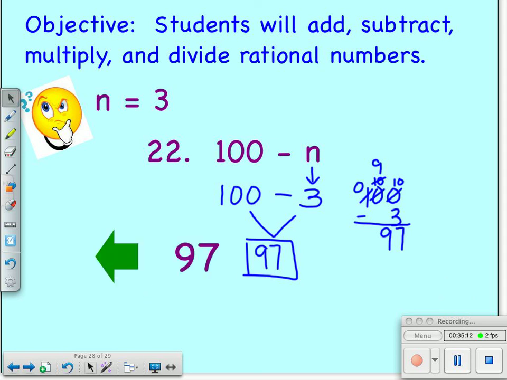97. That's it for today's lesson. Be prepared in class tomorrow to do more problems with subtracting, adding, multiplying, and dividing rational numbers.